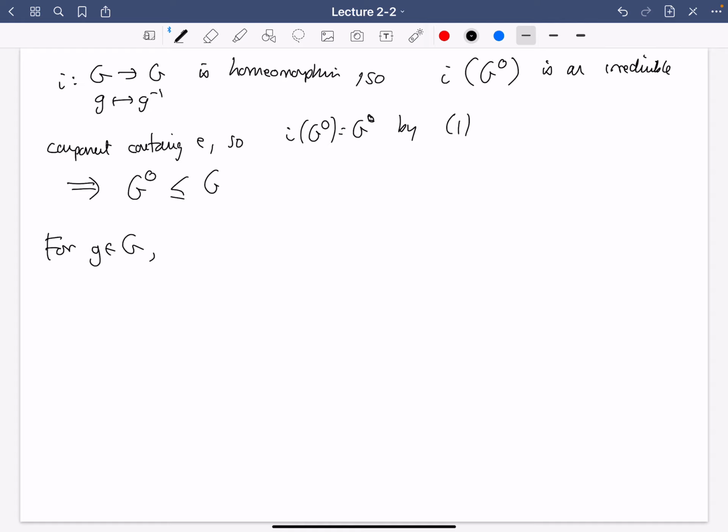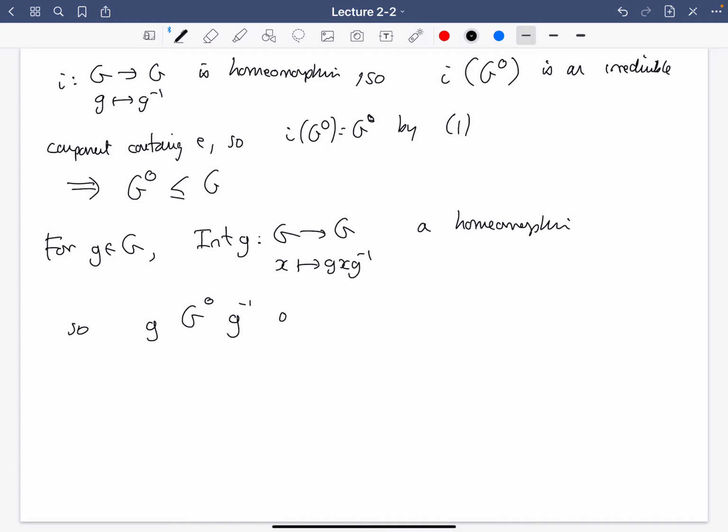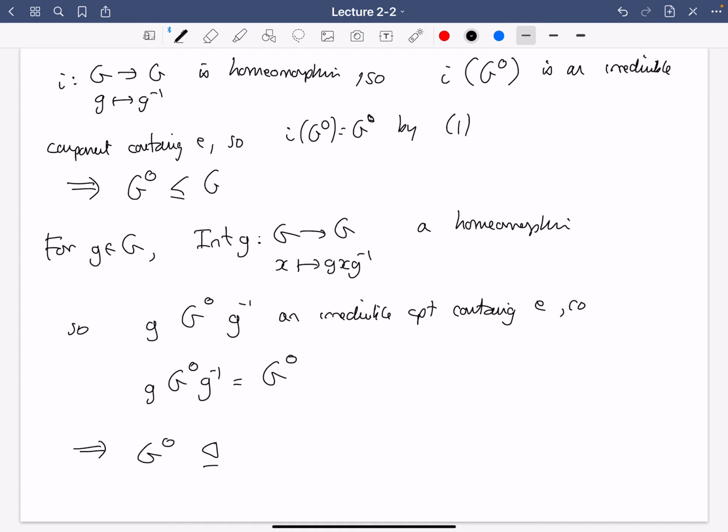But if you have an element of G, then there's this conjugation map, conjugation by g. That's again a homeomorphism. So if you conjugate G0 by little g, this is again an irreducible component, and it contains E. So by part 1 again, this is exactly the unique such component, and that implies that G0 is actually normal in G. Okay, so that's everything for part 2.